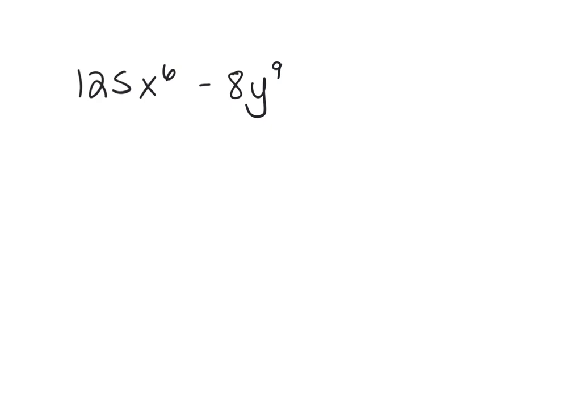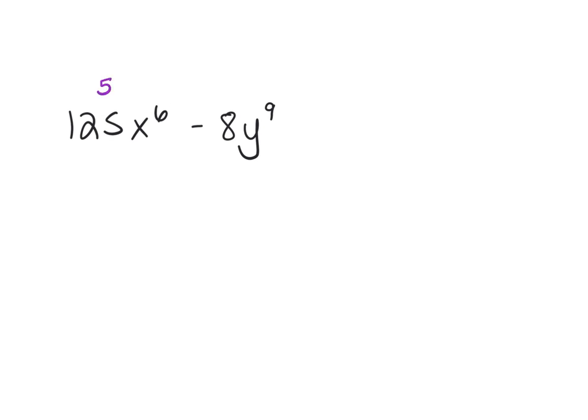When I cube root the 125, I get 5. When I cube root the variable, what do I do with that exponent? Divide it by what? By 3. Good. So this would be x to the 2nd. That's the cube root. And then this would be 2y to the 3rd. So then my pattern would be 5x to the 2nd, 2y to the 3rd.